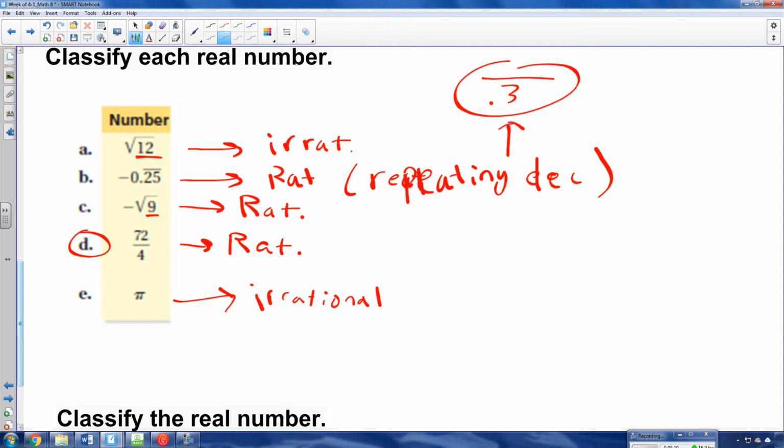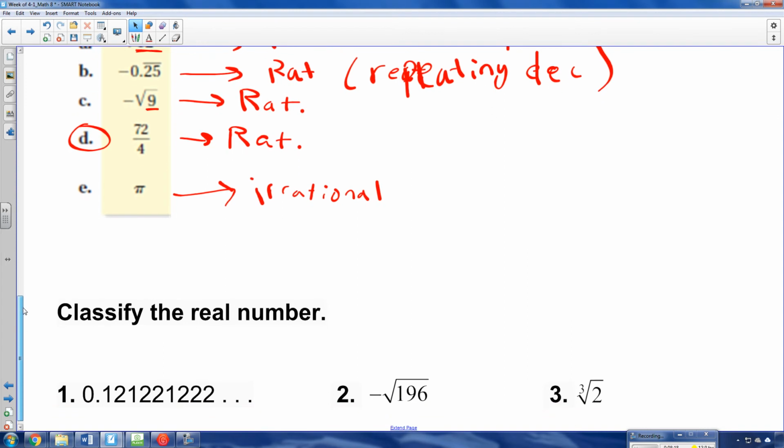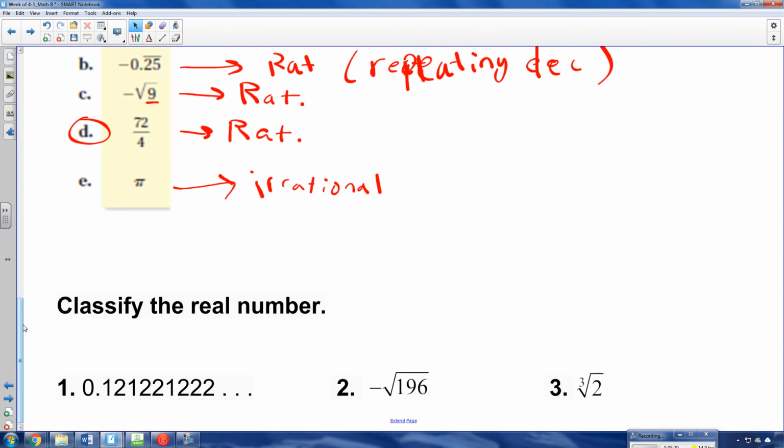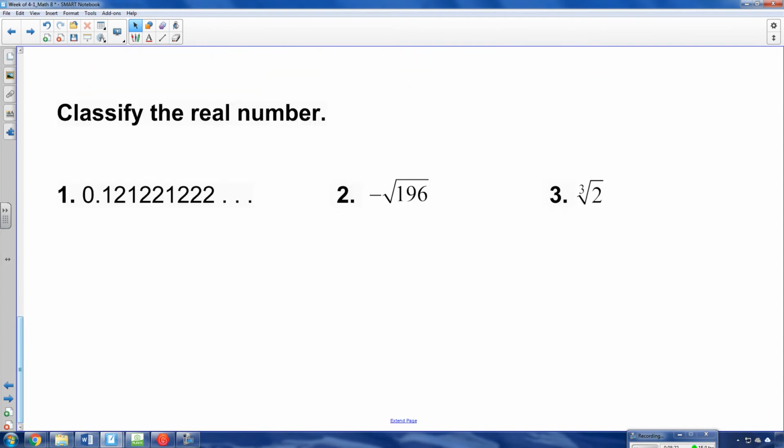Okay? So let's talk about this bottom one here, looking at my examples, and tell me whether these are rational or irrational. So take a second, try to figure it out on your own, and then we'll continue. Just take a moment, try to figure out rational or irrational, and then we will go over it in just a moment. Okay? Pause the video and give that a shot.